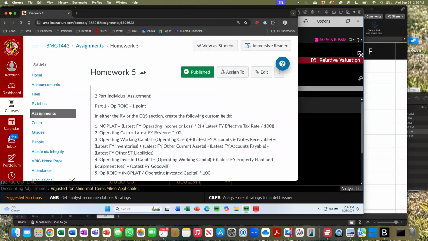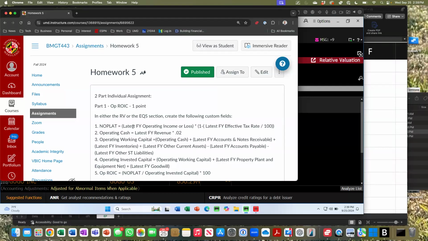So when we estimate operating working capital, OpWC for short, we exclude some things. Therefore, we need a custom formula for that, because that's not a formula in Bloomberg. So operating working capital starts with the operating cash, previous formula, adds in the latest year accounts receivable, plus the inventories, plus the other current assets, minus the accounts payable, minus the other short-term liabilities. Custom formula number 3.